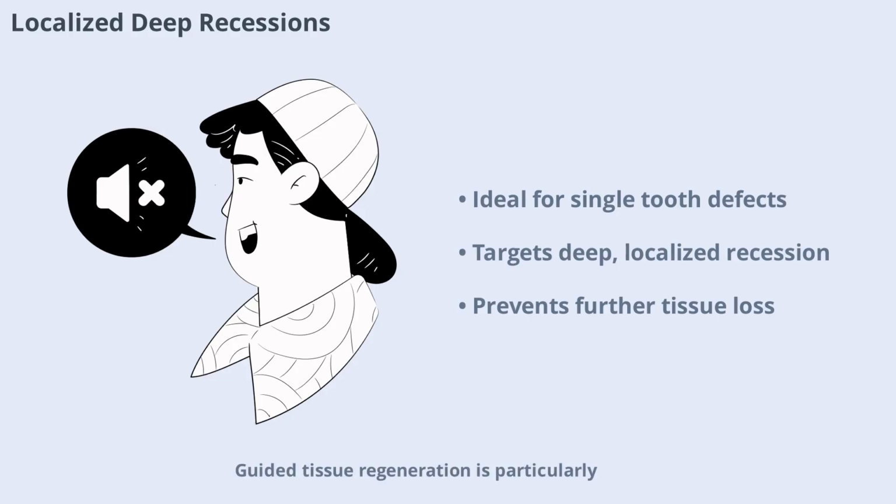Guided tissue regeneration is particularly indicated for single teeth with wide, deep, and localized recessions. These cases often present significant challenges as the loss of gum and bone can compromise both function and appearance. By targeting these specific areas, the procedure can help regenerate lost tissue, stabilize the tooth, and prevent further deterioration. This focused approach makes it an excellent option for patients who have isolated defects rather than generalized gum disease.